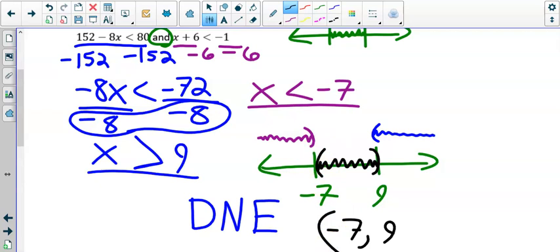Bracket or parenthesis at the 9? Parenthesis. Because again, our graph leads us right to that answer. Our graph says we're a parenthesis at -7, and we want everything between there all the way up to 9, and we're a parenthesis at that. That's why I like making the picture, because if you know what the picture looks like, you can get the answer from it real quick. Okay? So there's an and.